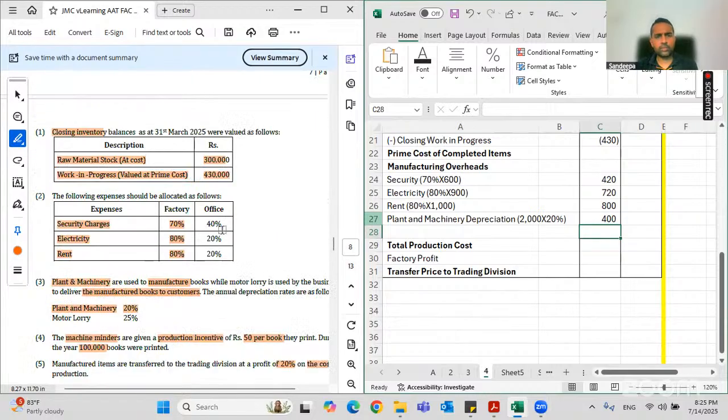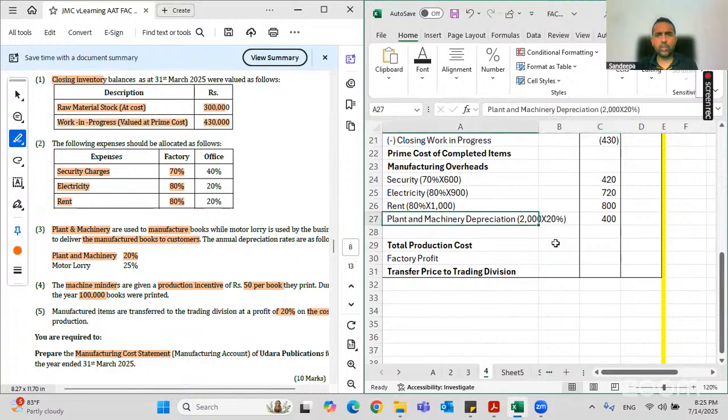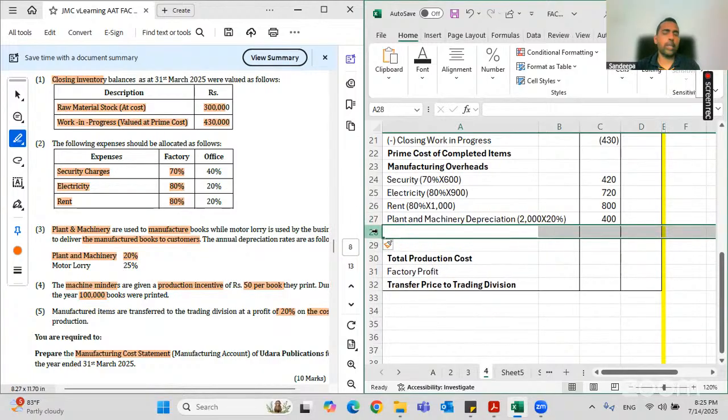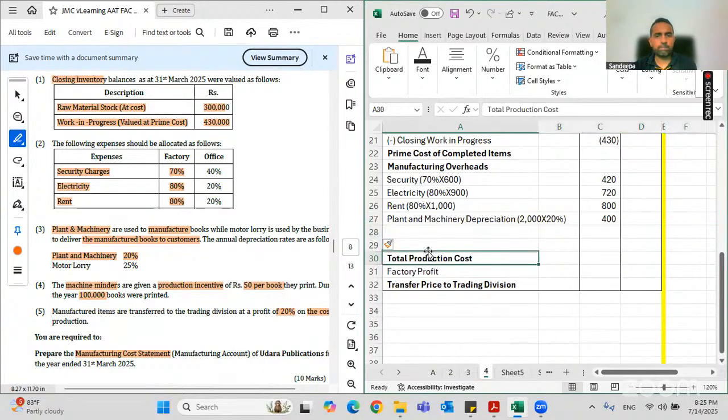Okay. Not a difficult thing. Plant and machinery depreciation 2000 into 20%. Aren't you going to take the motor lorry? No. Why? Because that was not used in the manufacturing process.